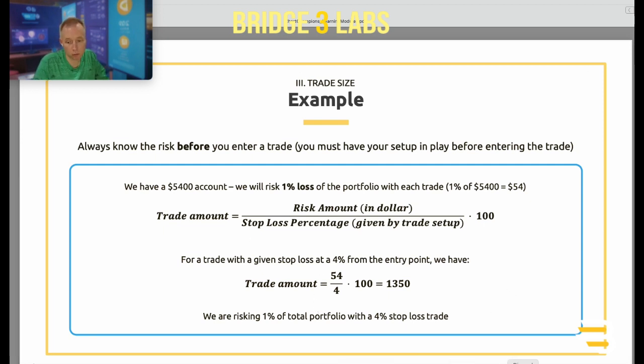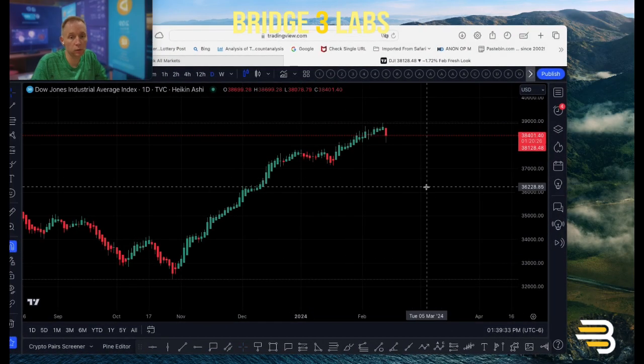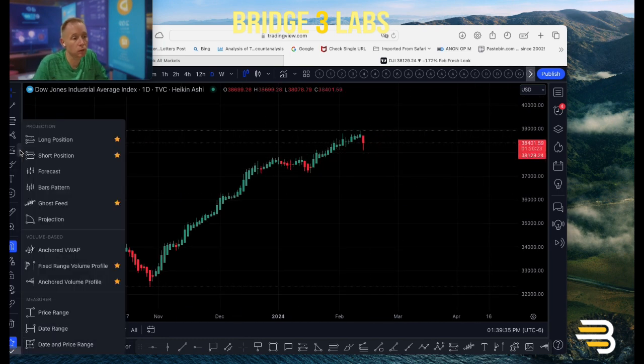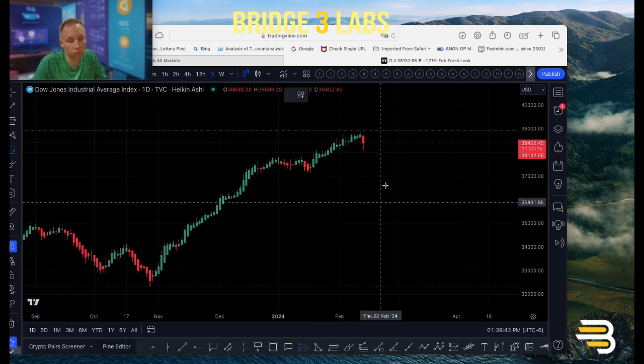To give you a little visual representation of what this looks like here, in most of these charting platforms, you can easily get to this tool here, and I will pick a long projection tool.